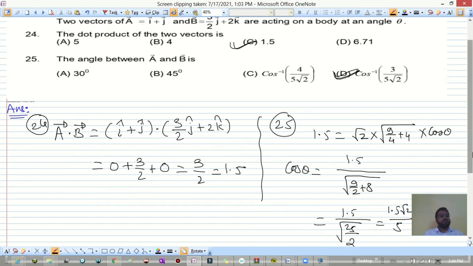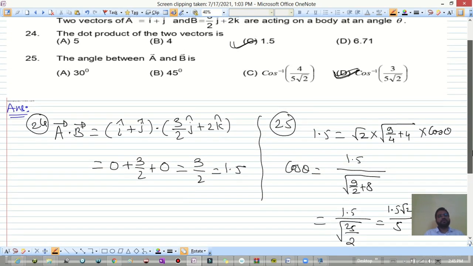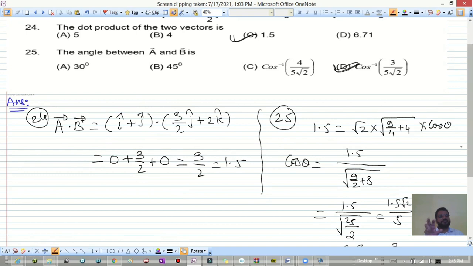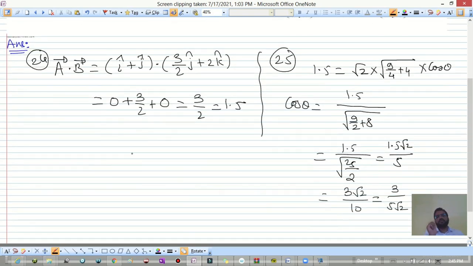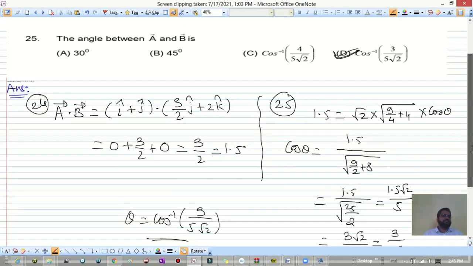And it is given in option D. So you have to calculate, or you have to do the calculation according to the answers given, right? So cos theta is 3 by 5 root 2. So theta is cos inverse of 3 divided by 5 root 2, and it is given in option D.